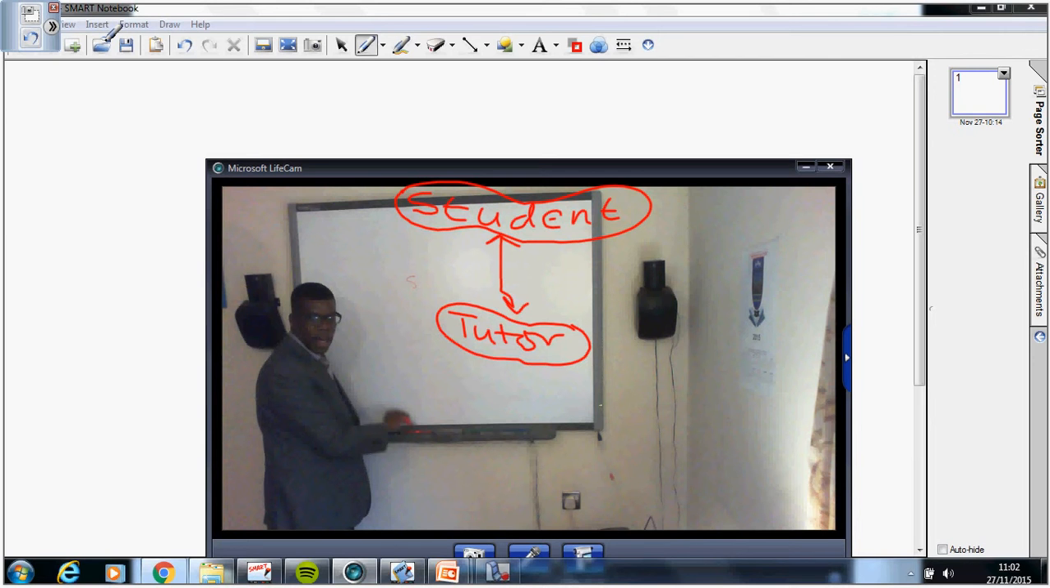And just to illustrate the point, we find that a student is linked to the community, and is also linked to employers.